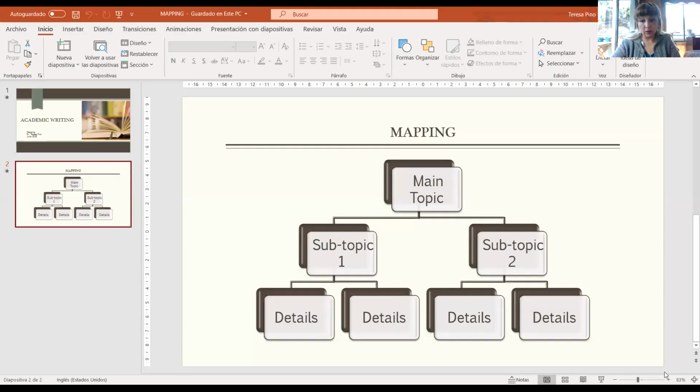And what is mapping? This is it. I'm going to share screen. Can you see?